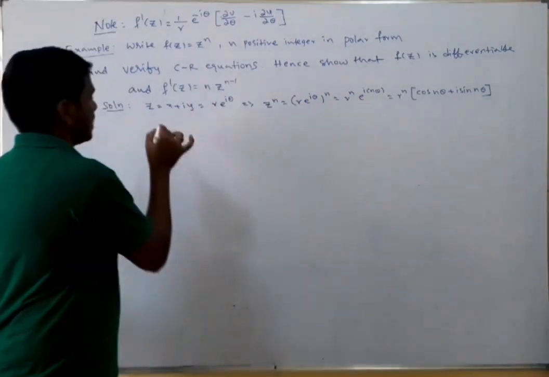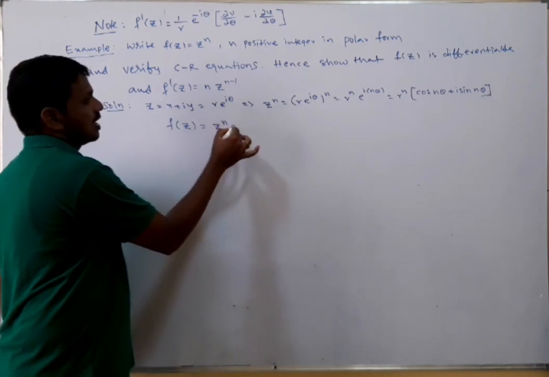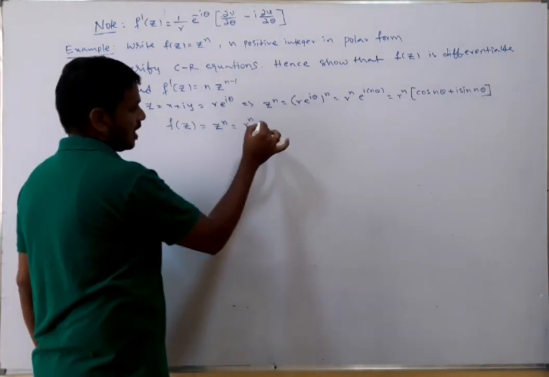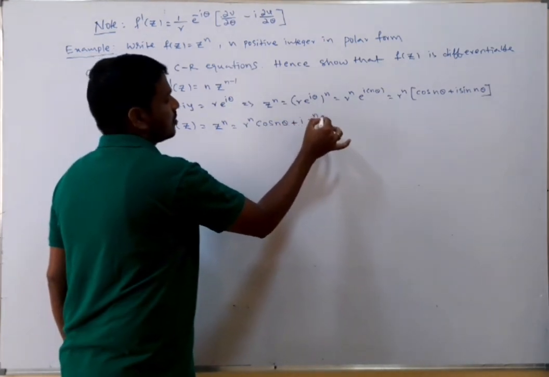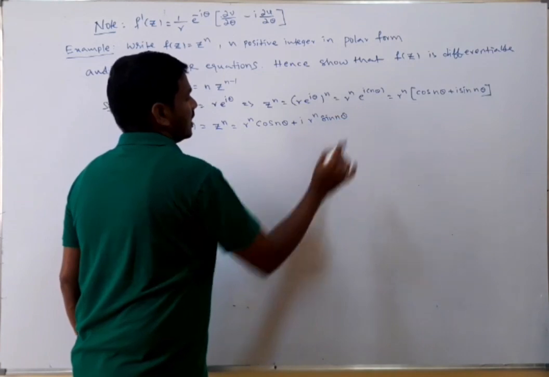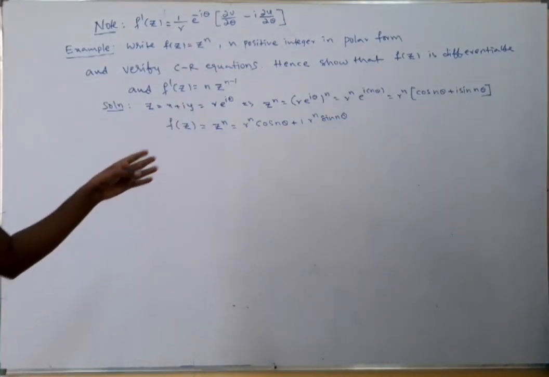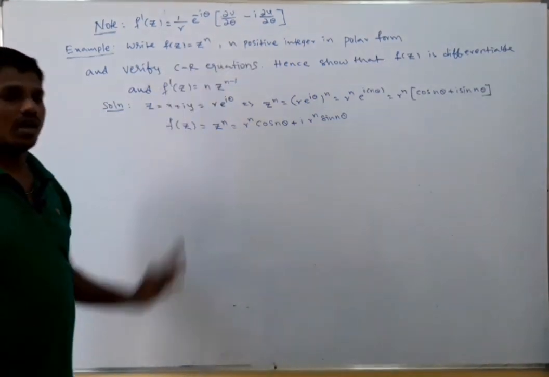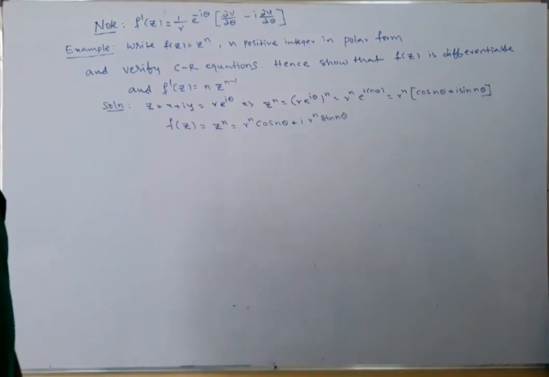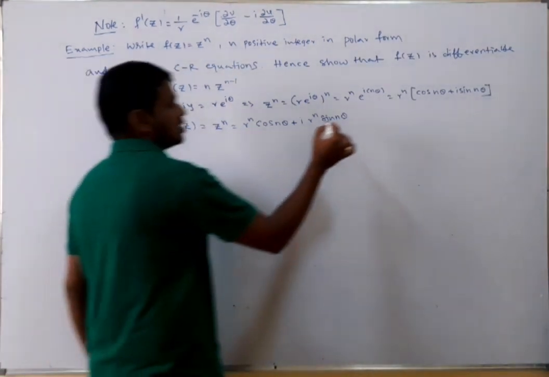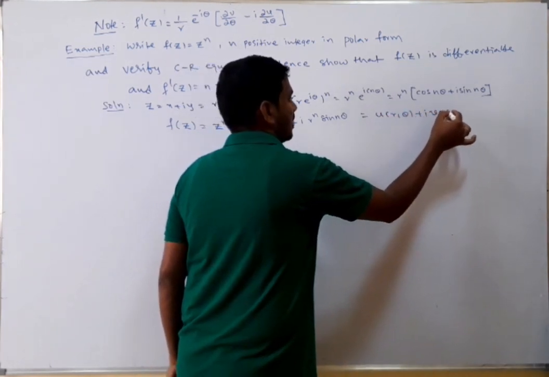Therefore f of z is equal to z to the power of n, which can be written as r to the power of n cos n theta plus i into r to the power of n sin n theta. That means we have written f of z is equal to z to the power of n in terms of r comma theta, that is, in polar form. Now I am going to verify the CR equations in polar form. Here, take this as u of r comma theta plus i v of r comma theta.